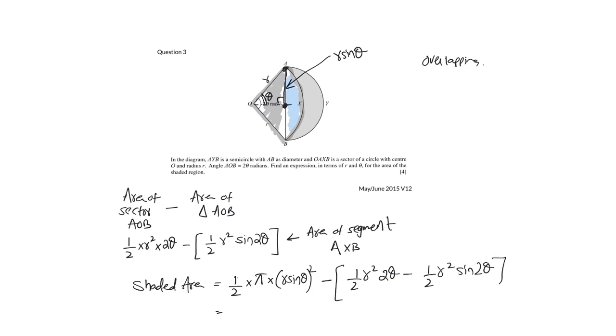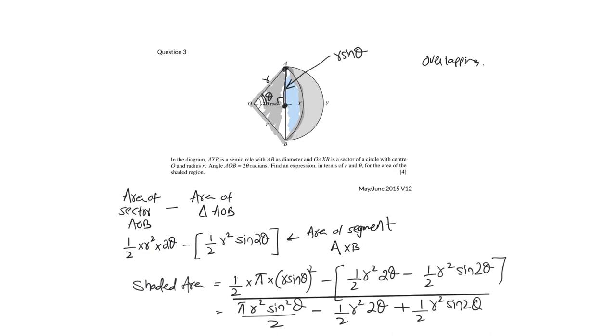So now you can just simplify this, and after simplification you will get pi r square sin square theta over 2 minus 1 over 2 r square 2 theta plus half r square sin 2 theta. This is the expression in terms of theta and radius. That's your answer.